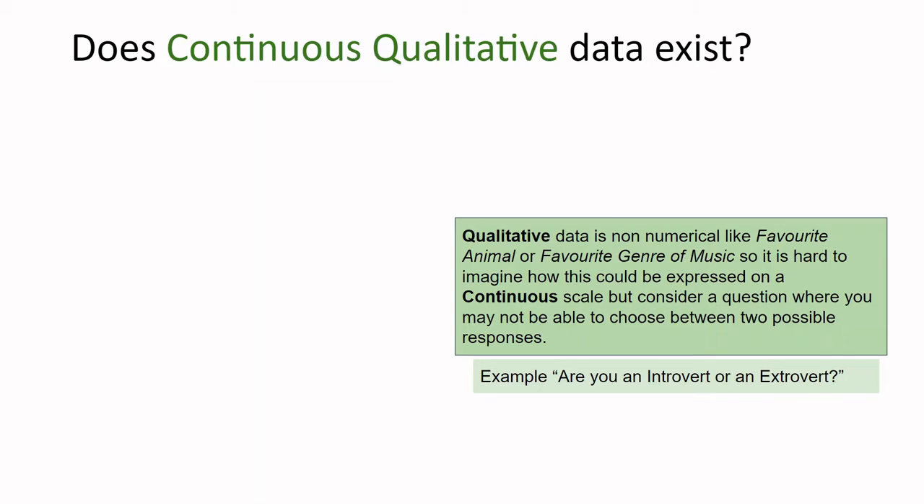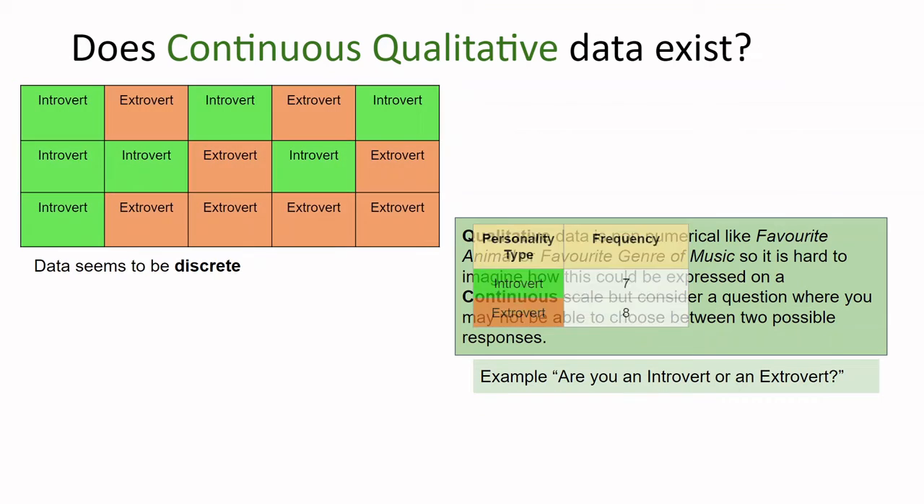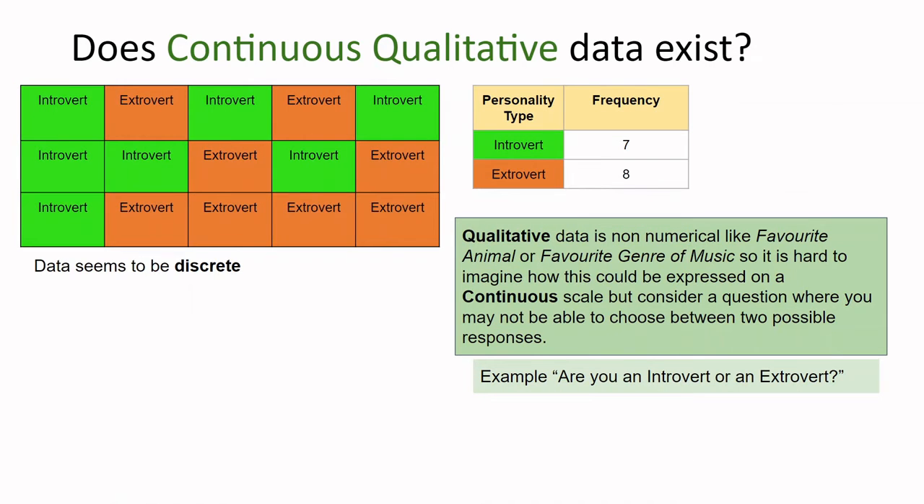If I were to ask you this question, would you be able to answer definitively, I am introverted. I like time to myself to feel comfortable. Or I'm an extrovert. I need to be around other people to make me feel comfortable. If I ask that question and I manage to get this set of raw data, it definitely looks discrete, not continuous. I've got a bunch of introverts and I've got a bunch of extroverts. I can count how many introverts there are and how many extroverts there are. And I've got this discrete data that I can display on a bar chart.